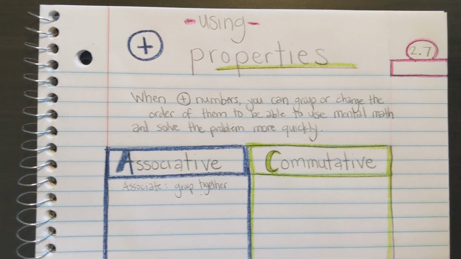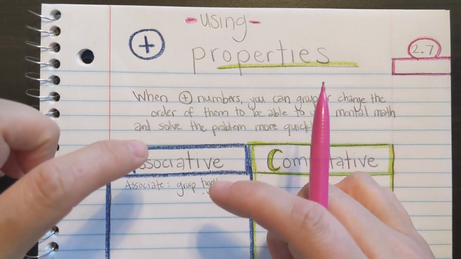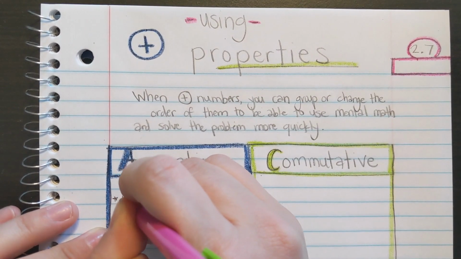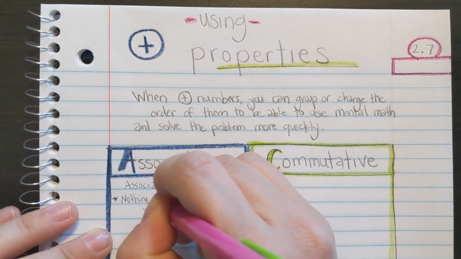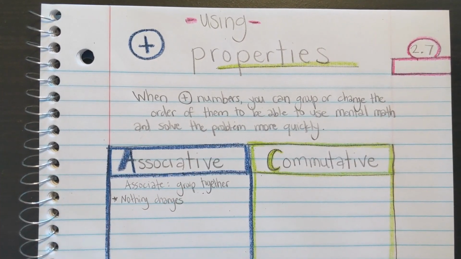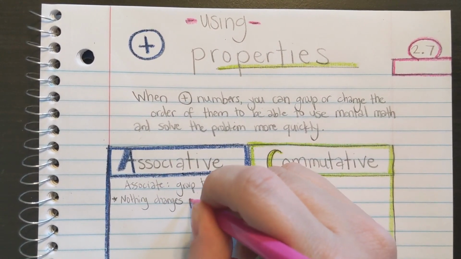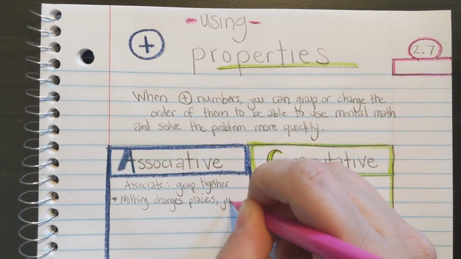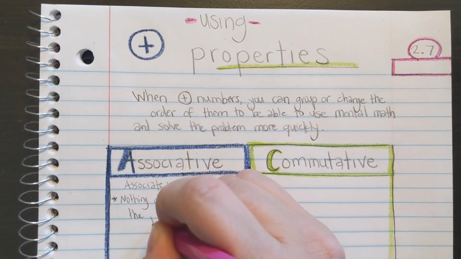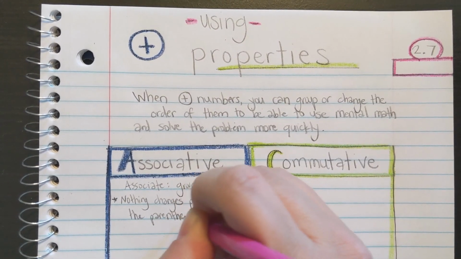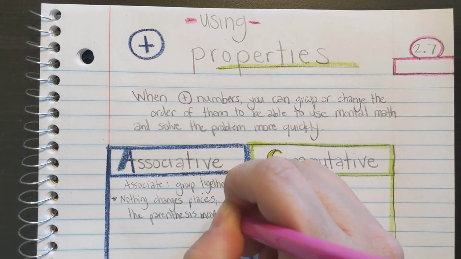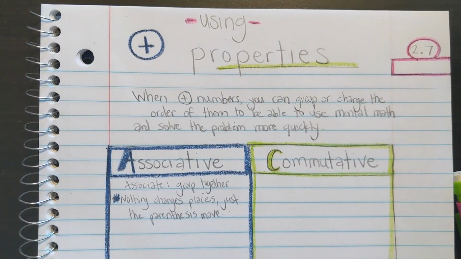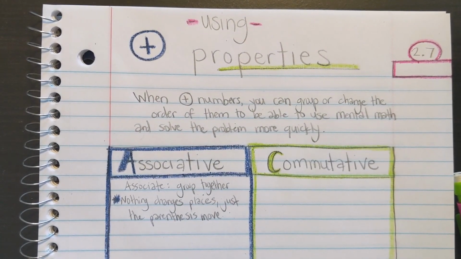And in math, when we're talking about addition and groupings, we're talking about using parentheses. So we're just going to make sure that we know this with a star. Nothing changes places, just the parentheses move. That's going to be really important to remember.